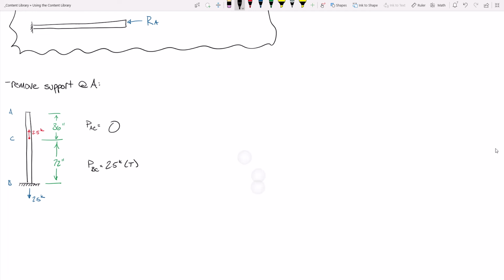Here's my point. I propose that for this problem right here, the deflection at A is this plus this. And this part here goes to 0. That's what I'm getting at, because for this particular problem, there's no axial load in that upper segment.